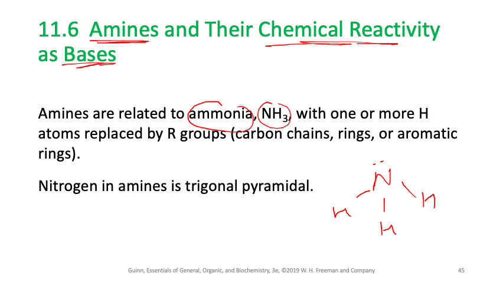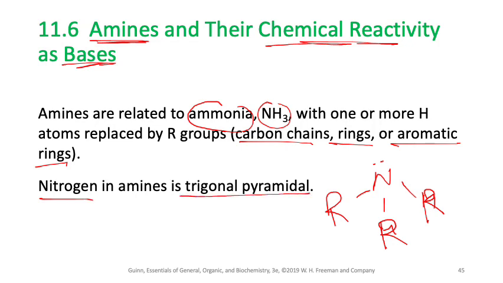In this ammonia, if I remove one of the hydrogens and replace it with an R group, this is an amine. I can replace the second H with an R group too, and the third also. If you have any R group attached to the nitrogen in ammonia, we call that an amine. This R group can be a carbon chain, a ring, or any aromatic ring. And what's the structure of nitrogen in an amine? It is trigonal pyramidal, right? So remember this: in amines we have a trigonal pyramidal shape.